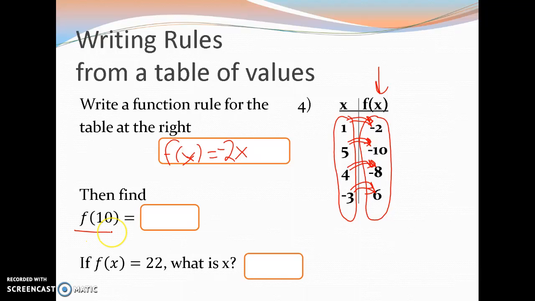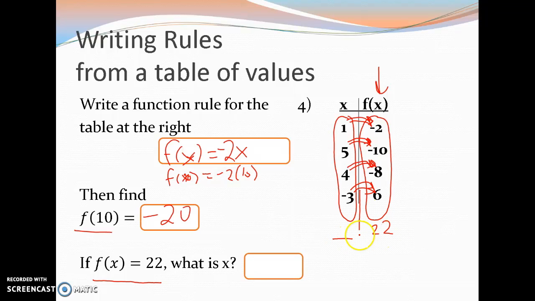So then we want to figure out what is f of 10. Well, f of 10 means we're going to replace the x with a 10. So instead of -2 times x, it's -2 times 10, which is -20.